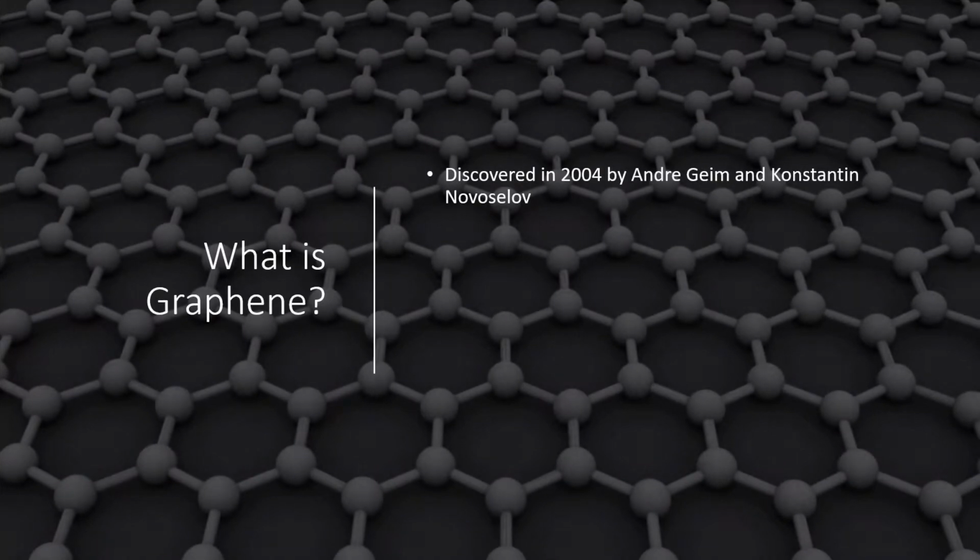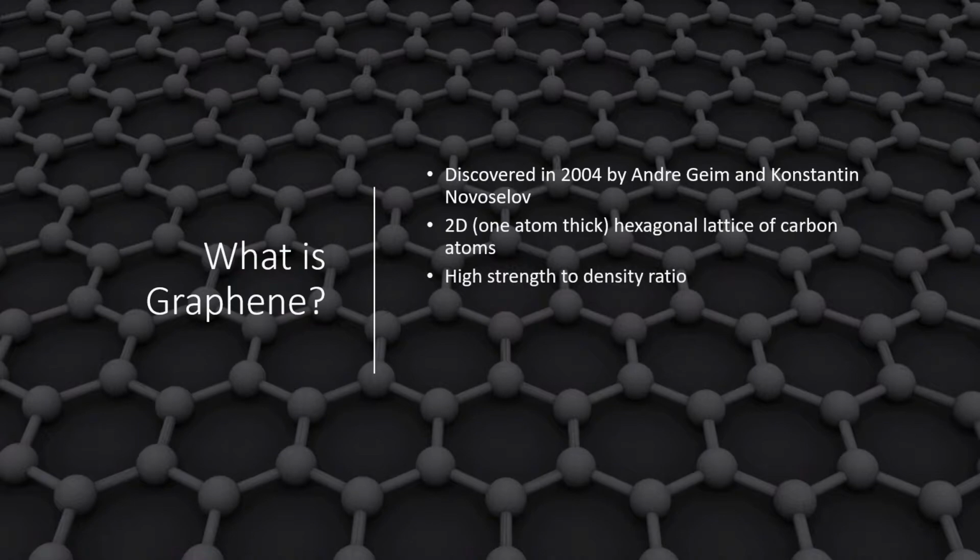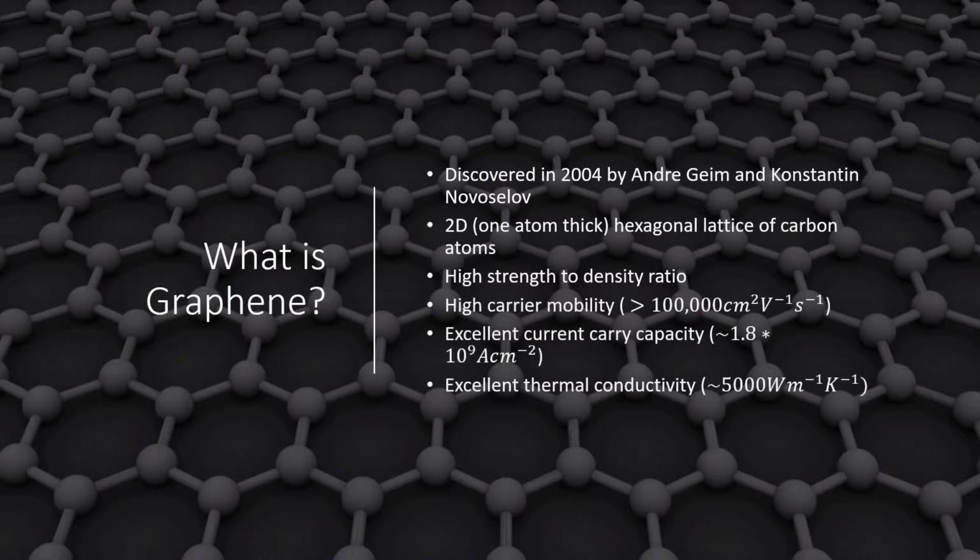Discovered in 2004 by Andrei Geim and Konstantin Novoselov, graphene is a two-dimensional hexagonal lattice of carbon atoms with a variety of fascinating properties. It is around 100 times stronger than steel, yet has a far lower density, with an incredibly high electron mobility as well.